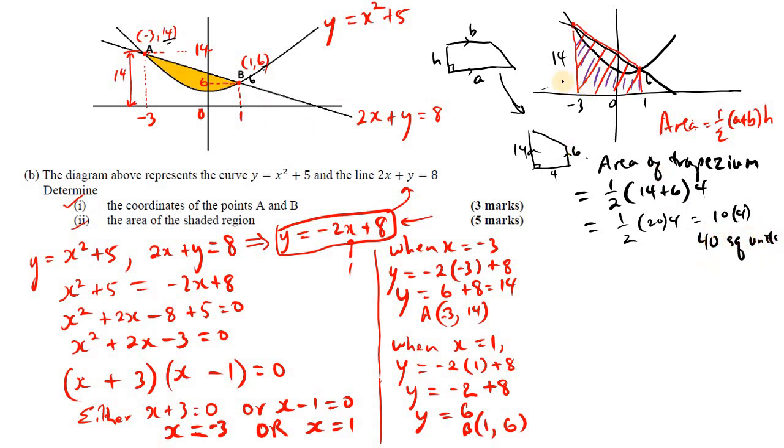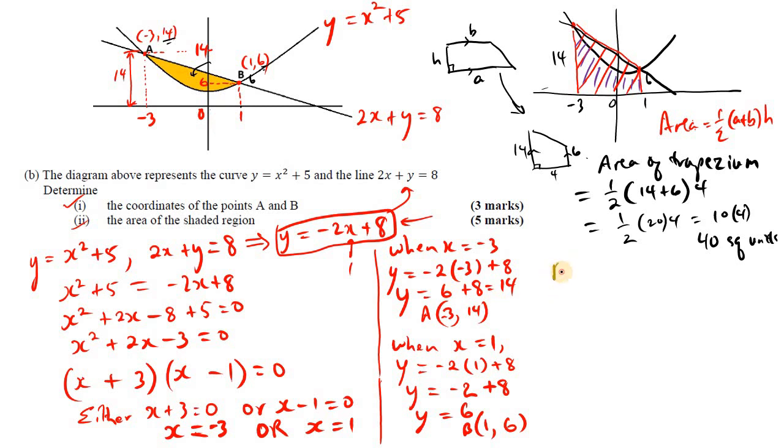So we found the area underneath the trapezium. In other words, this entire area here is 40 square units. But now we need to remove this portion, the area underneath the curve. So it will leave us with this portion here, the yellow portion.